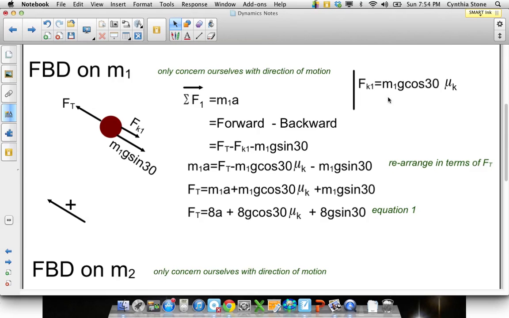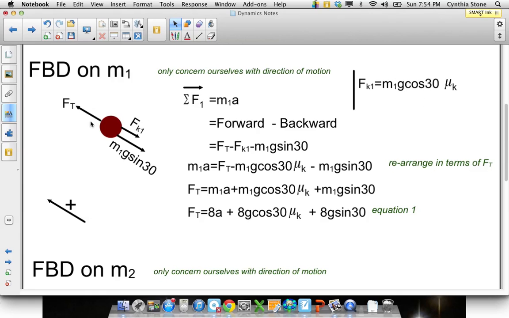Remember we know from our inclined planes that normal is mg cos theta, and FK then is normal times mu k, so that's where this comes from. So this really is just Fk equals Fn mu k. Okay, so that's this right here.